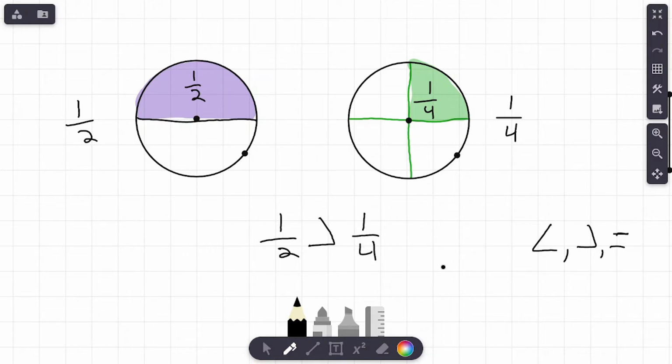How'd you do on this one? Did you make a mistake? If so, where is it? What'd you do? Did you draw your fraction model incorrectly? Did you make a mistake with your symbol? What was it? Find your mistake. All right, find it. It's really important that you can find your mistake.